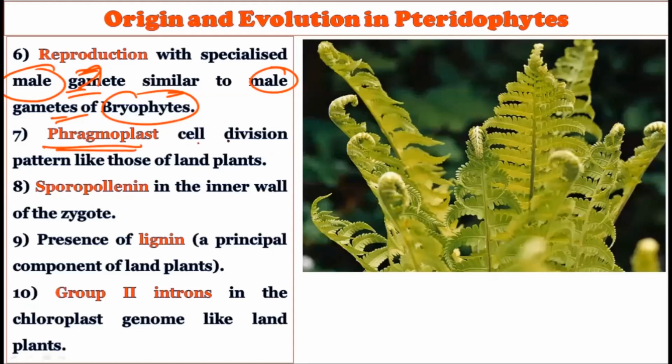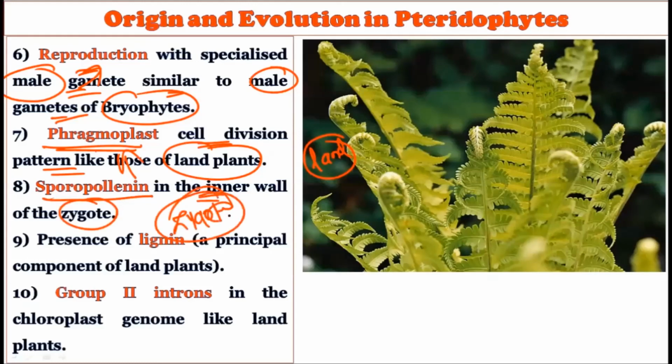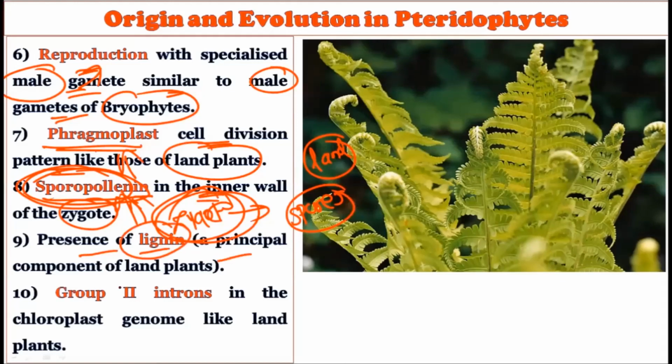Then the phragmoplast, which is formed during cell division, as in the land plants. In the land plants there is the formation of the phragmoplast, and phragmoplasts are also created in these algae. Now see the sporopollenin in the inner wall of the zygote. The zygote of these algae shows the presence of sporopollenin, and this compound is also present in the spores of the bryophytes and pteridophytes. So the pteridophytes contain sporopollenin in their spore structure, while it is also present in the zygote of these algae. Then the presence of lignin, a principal component of land plants. Lignin is also present in these algal groups and is also found in the land plants, so the chemical similarities are also there.